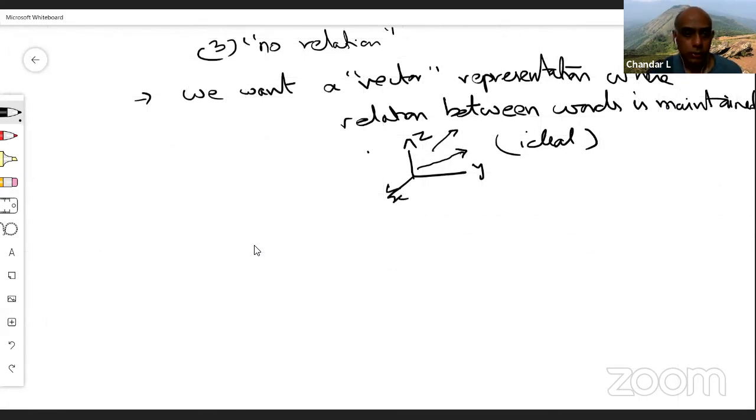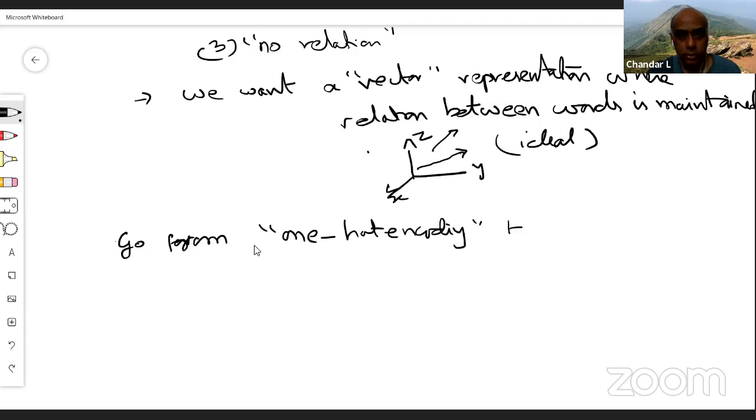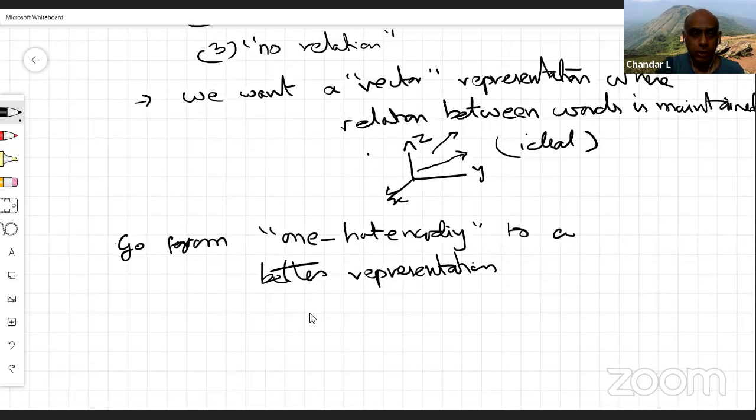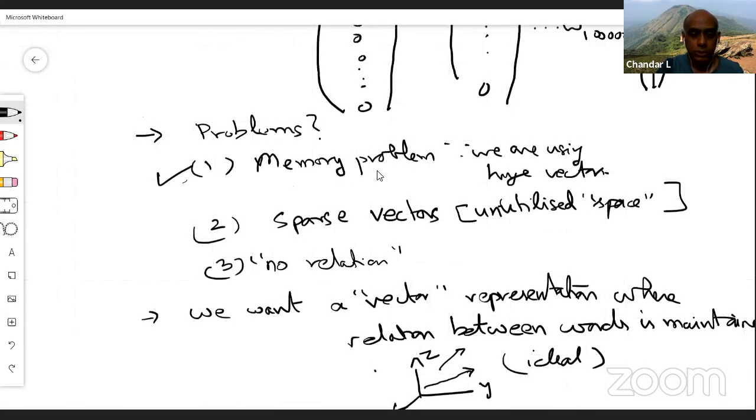So we need to go from the one hot encoding, which was the naive approach, to a better representation, which will address all these drawbacks. It will address not only the drawback that related words should be nearby, but also, in the process, these two issues: the fact that we no longer have to deal with 100,000 dimensional vectors, and the fact that most of the data is 0 and just one of them is 1. So all of them will get addressed.